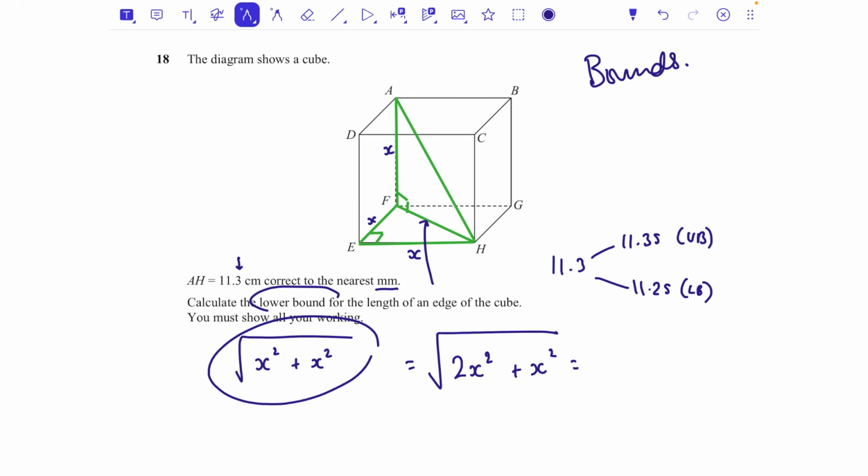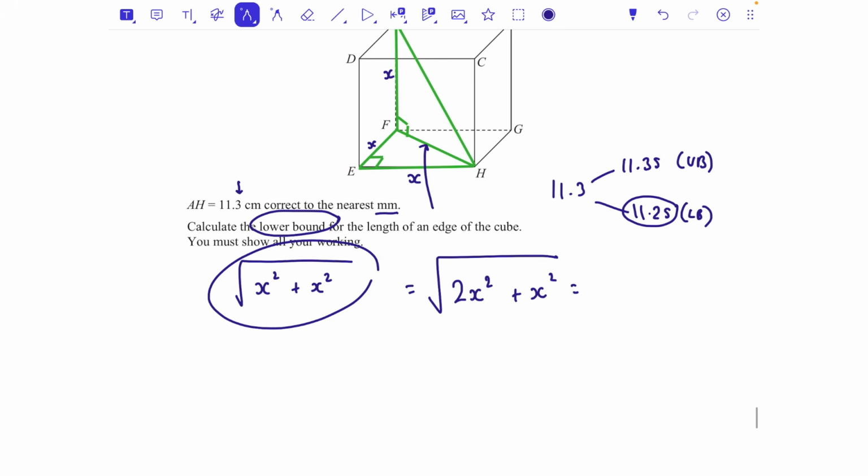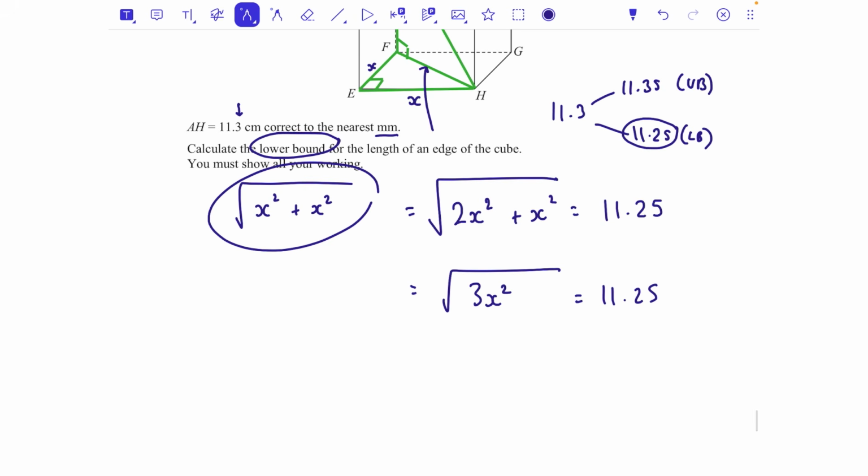Now we want the lower bound. So to get the lower bound, we're going to want to use the shortest version that we can, okay? So that would need to equal 11.25. And because they're all the same, it's that. So we've got the square root of 3x squared equals 11.25. So let's work backwards here. I'm going to start by squaring both sides. 3x squared equals 11.25 squared.